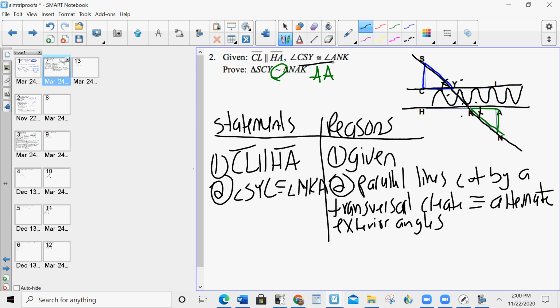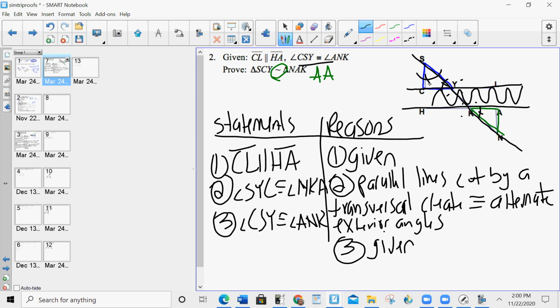I go to my next given, that's a gift. Angle CSY is congruent to angle ANK. Given. I want two pairs of angles. I have two pairs of angles, so I did it. I can now state that triangle SCY is similar to triangle NAK.